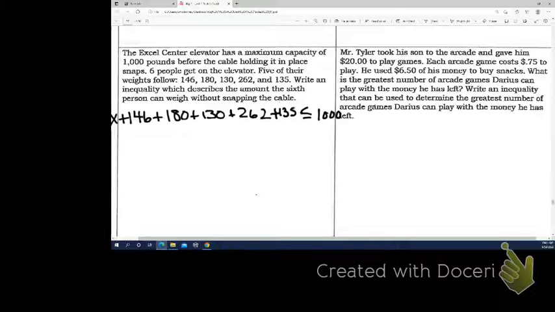But in this case, we're not finding the average. We're finding how much weight is left for that last person to weigh and still be under or equal to the 1,000. So this is strictly going to be add all those numbers together, not the 1,000 of course, and then subtract that total on the next step from the 1,000.